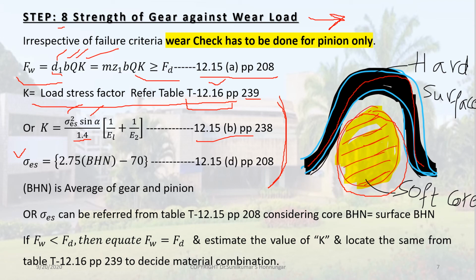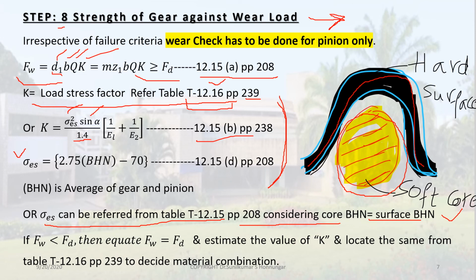Or, as I mentioned, sigma endurance can be referred from table 12.15. That is what I told. To notate, considering core BHN equal to surface BHN. That means whatever BHN is there is also referred in that particular table. You make an assumption and then take it directly. While solving the problem, we will go through once again. What I request you, listen to my video with earphones preferably, and go through the data book. Just evaluate, think, and then come to the class, the next class whenever we meet.